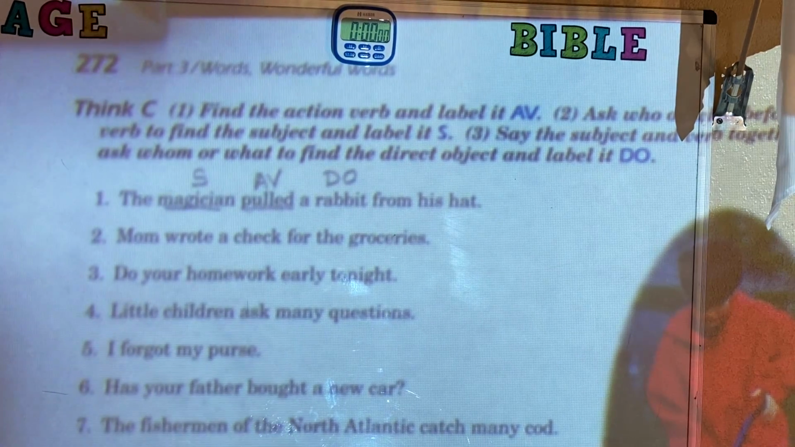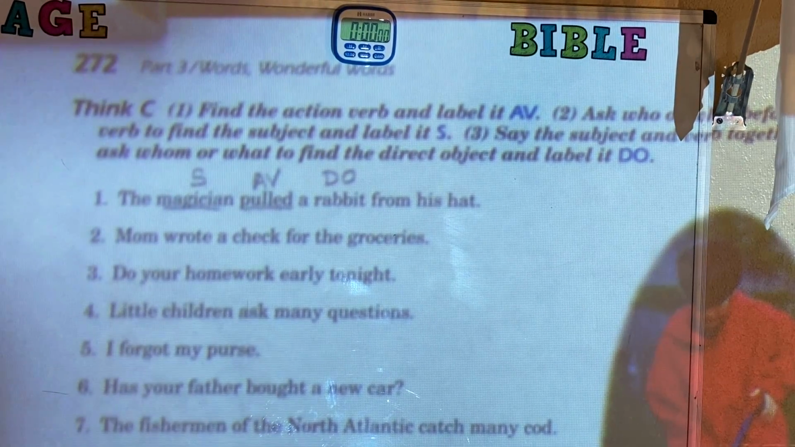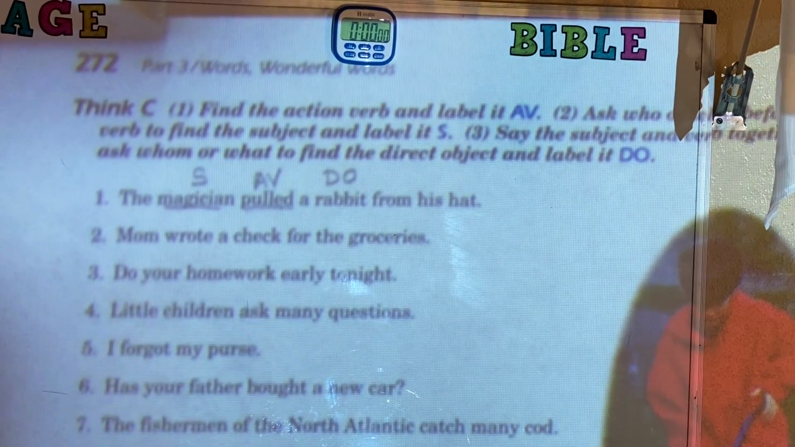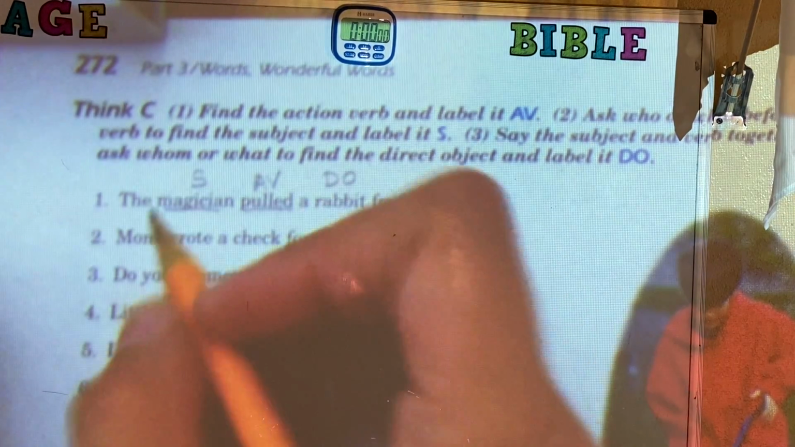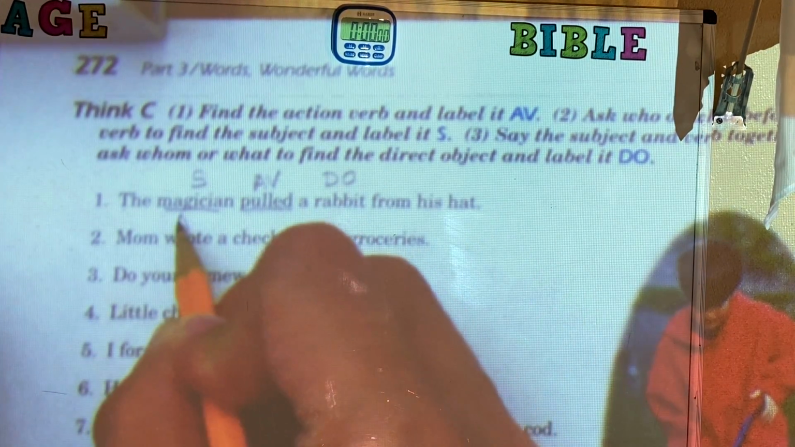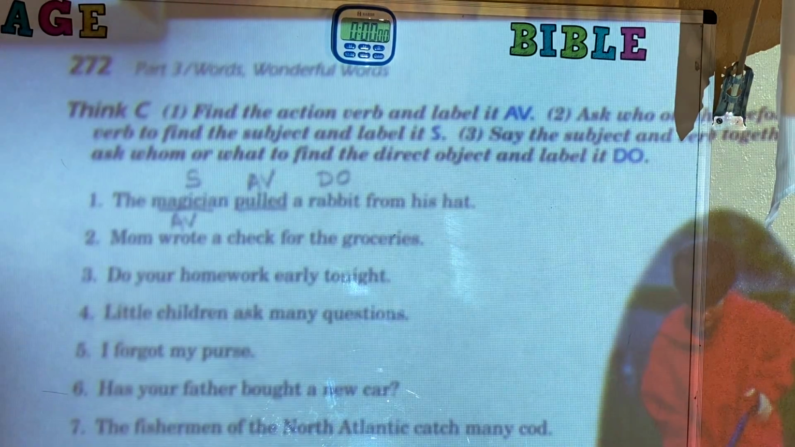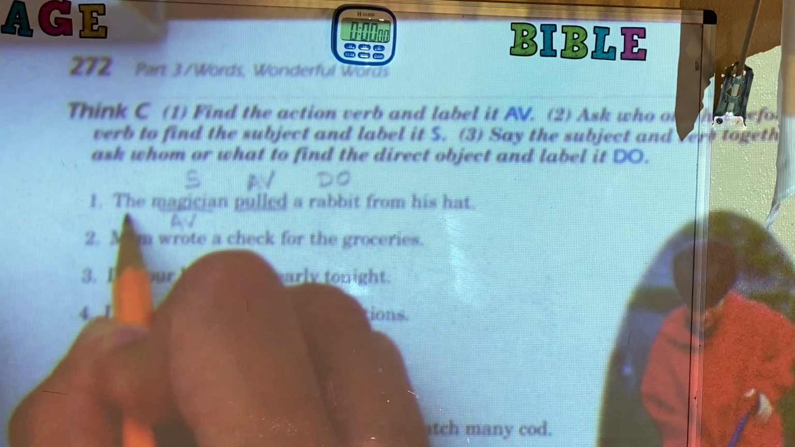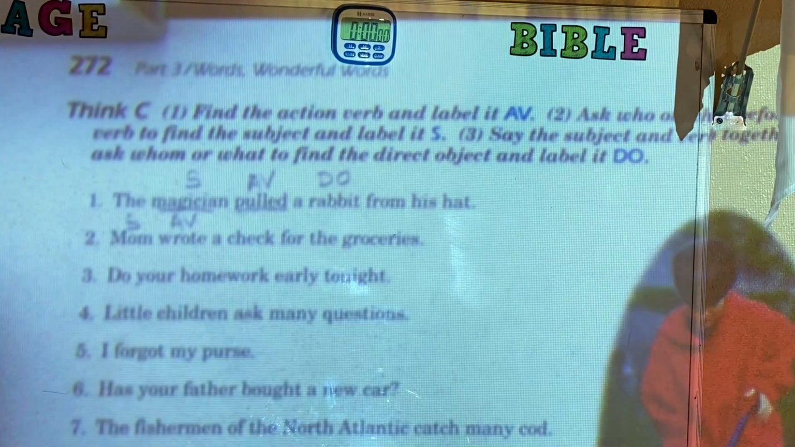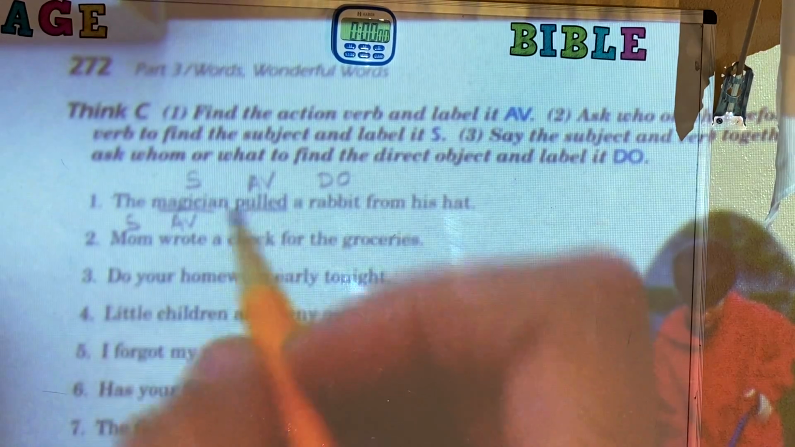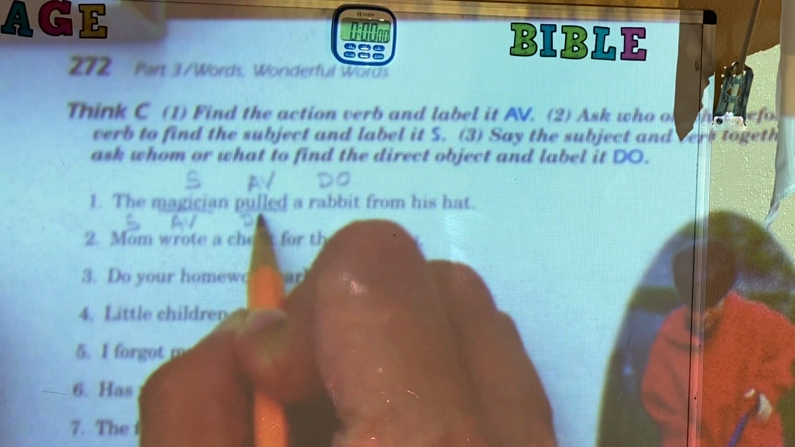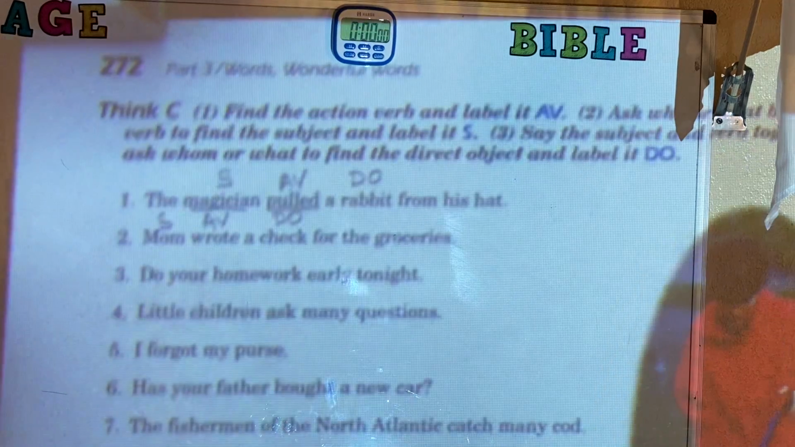Let's look at sentence number 2. Mom wrote a check for the groceries. What is the action verb? That would be wrote, right? Who wrote? That's going to be mom, so that's the subject. Mom wrote what? A check, right? So that would be our direct object. Okay?